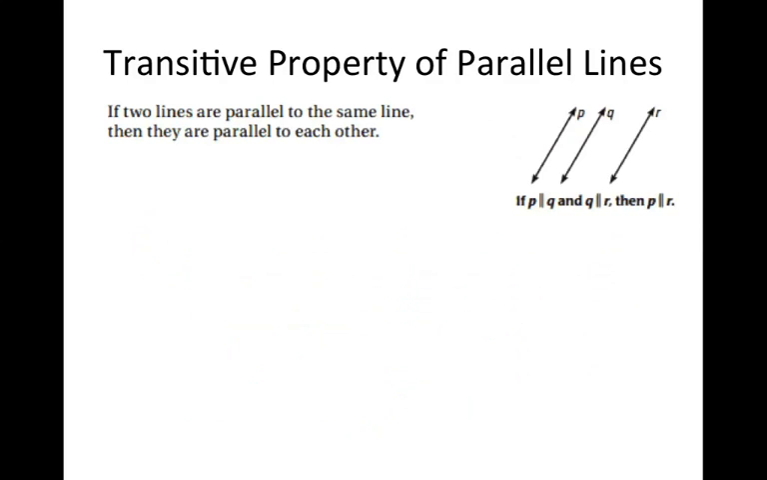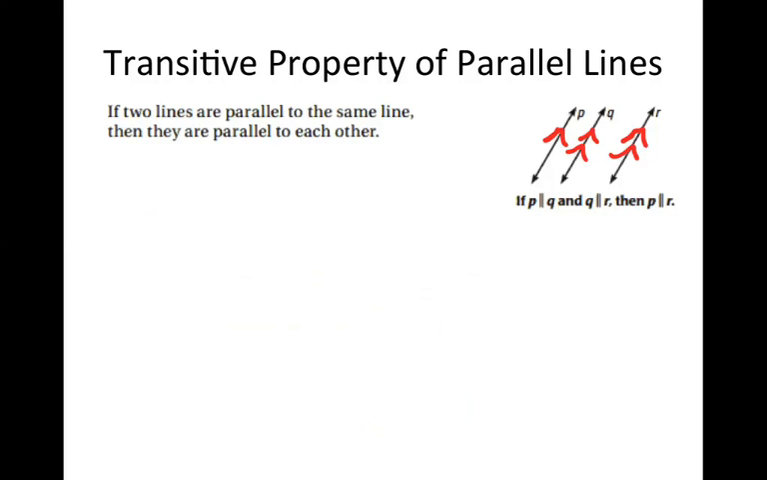All right, let's look at the transitive property of parallel lines. We said before that if two angles are congruent to the same angle, they must be congruent to each other. This says the same thing. If we've got P parallel to Q, and Q is also parallel to R, then we know that P must be parallel to R as well.